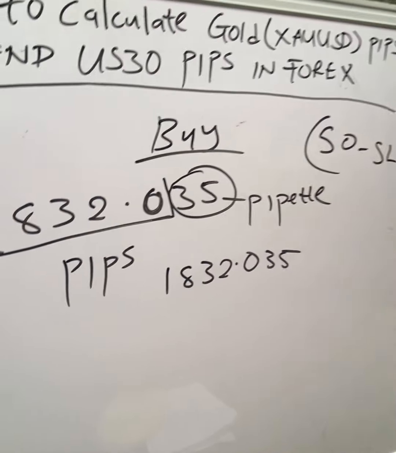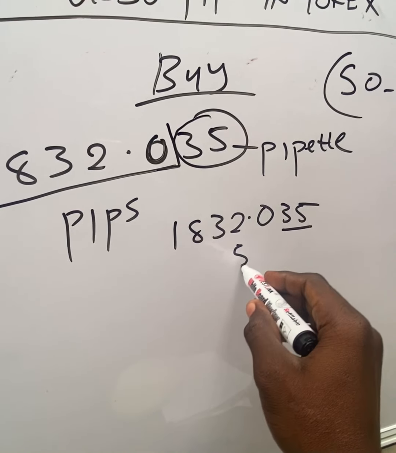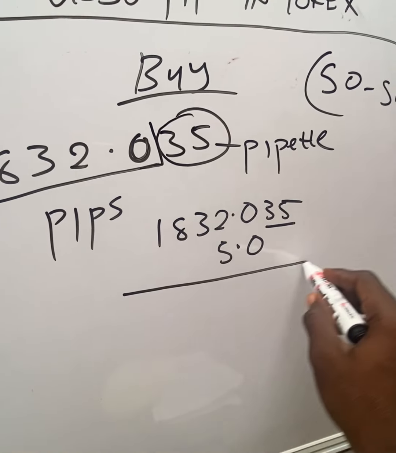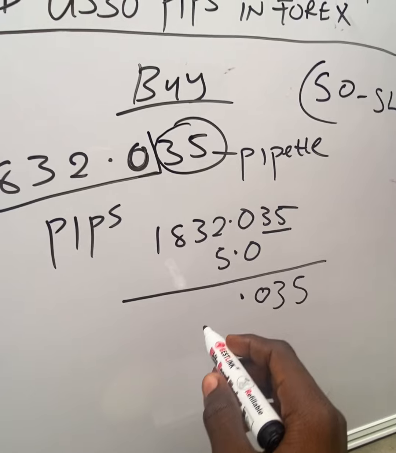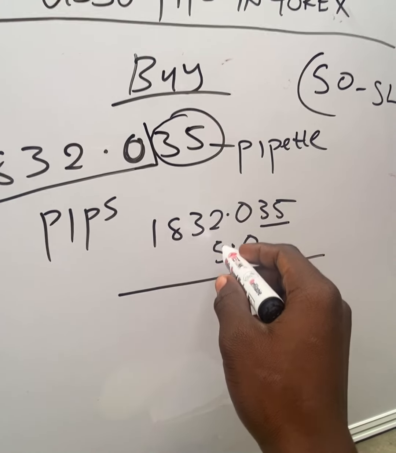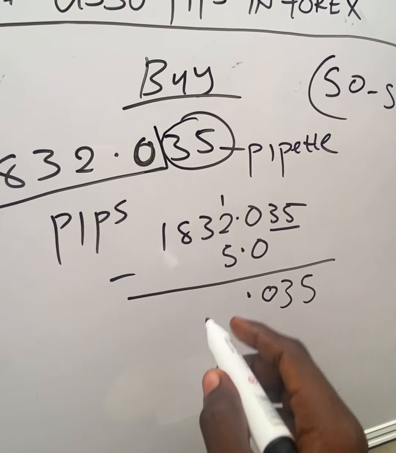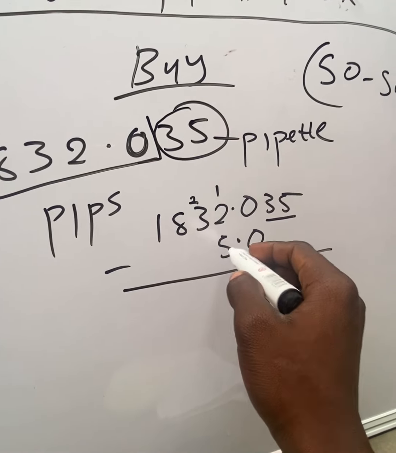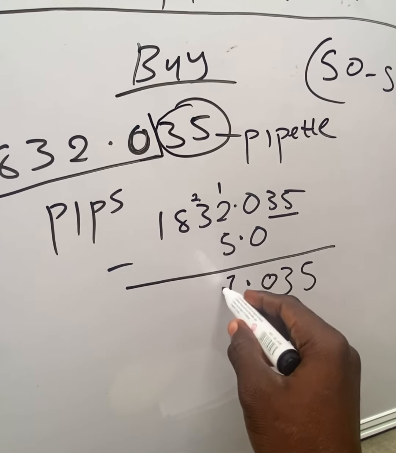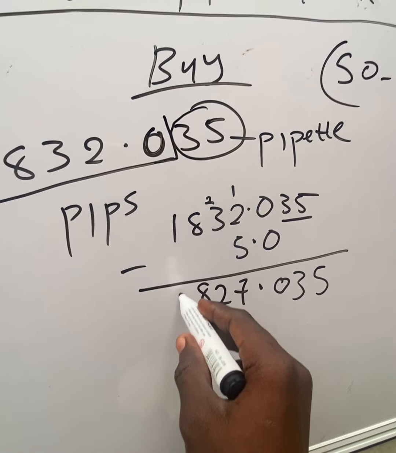Excel. So what we have to do is very simple. Ignore these two because you know they are pipettes. Put your 5 here and put your 0 here, which is 50 pips. So 5 minus 0 is 5. 3 minus 0 is 3. 0 minus 0 is 0. 2 minus 5 is impossible, so we borrow 1 here. So here remains 1, here becomes 12. 12 minus 5 is 7. 2 minus 0 is 2. 8 minus 0 is 8, and we have our 1 here.